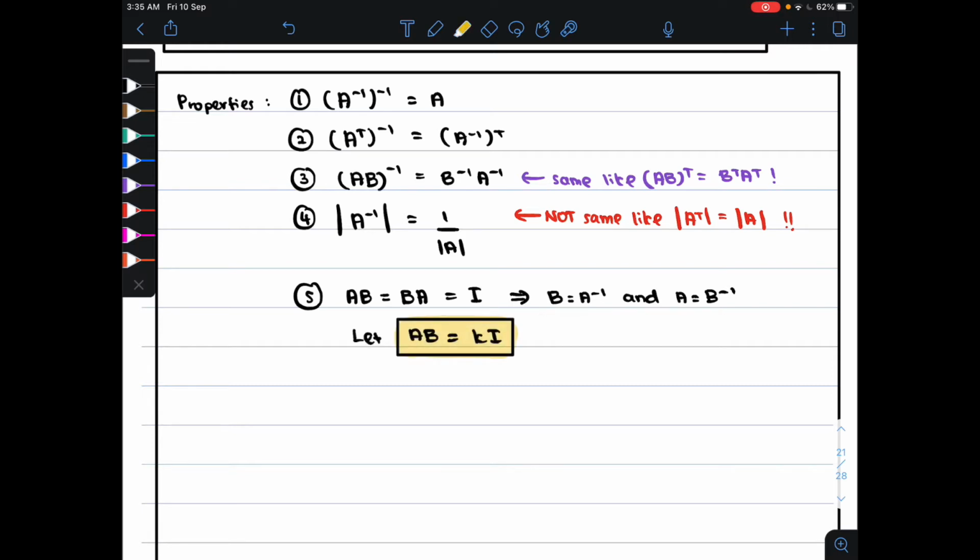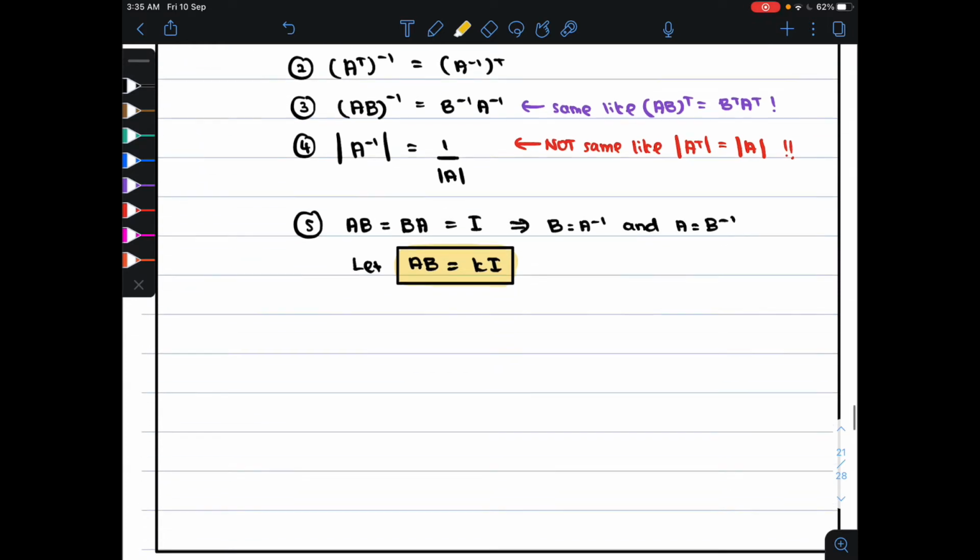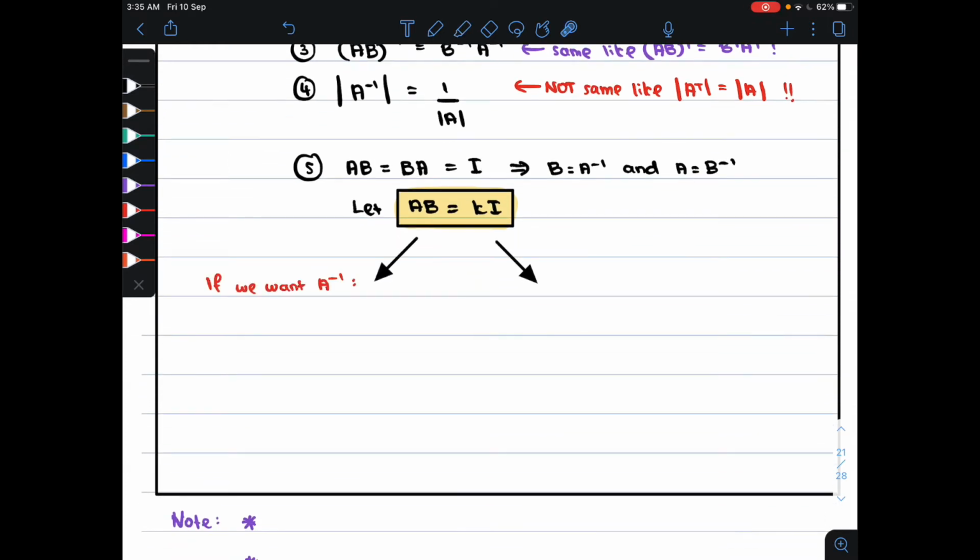So what if you have AB equal to KI? Okay, K kat sini adalah apa-apa constant. So recall balik Miss kata kalau kamu ada AB equal to KI, kamu boleh rearrange untuk dapat A inverse ataupun B inverse. So say that you want A inverse. So AB equal to KI. Kalau kamu nak A inverse, maksudnya semua ni kena darab dengan A inverse.